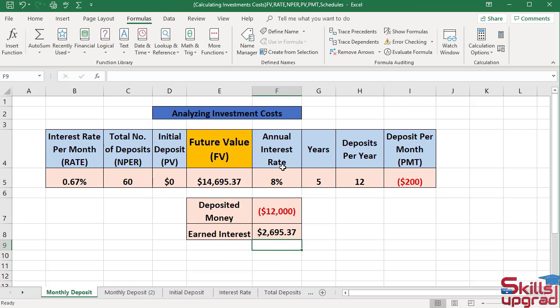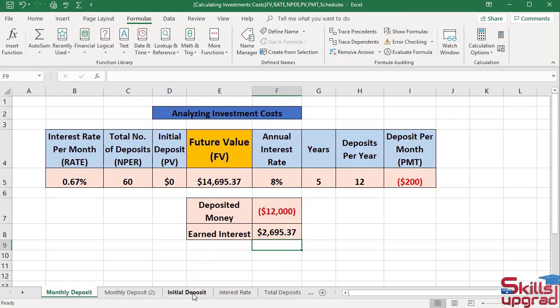The font color of this value is black. It describes that this value is positive because I have received money in my saving account to bank with earned interest rate in the 5 years. This is called positive cash flow.